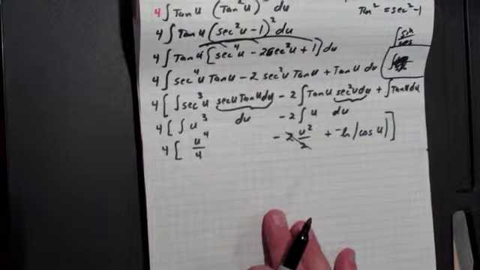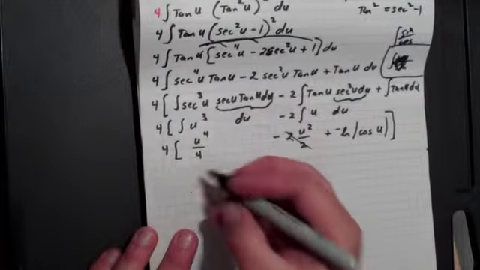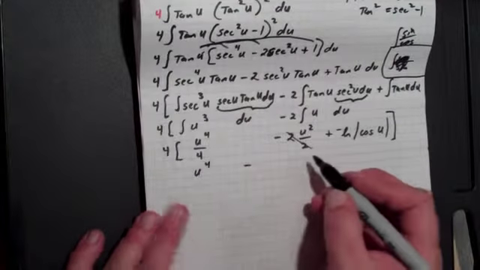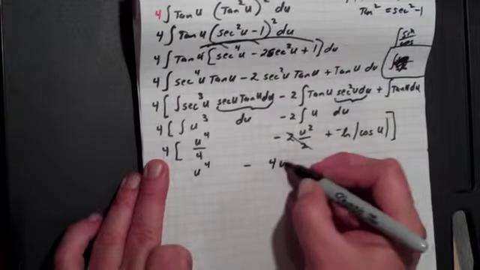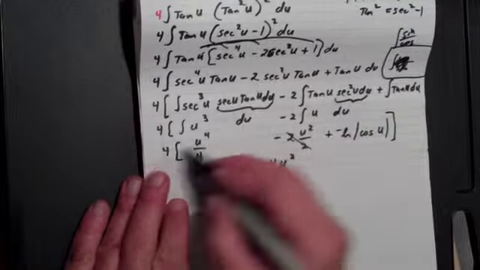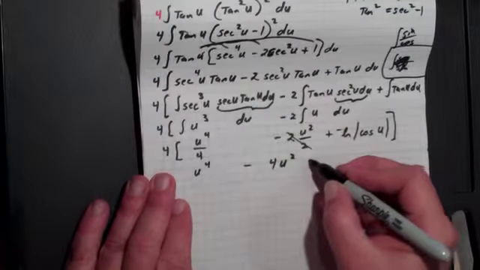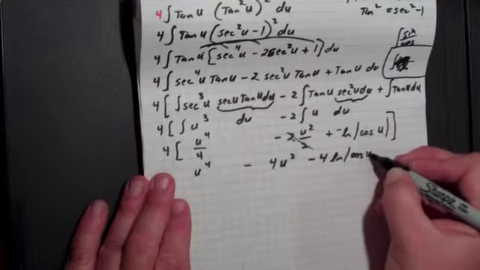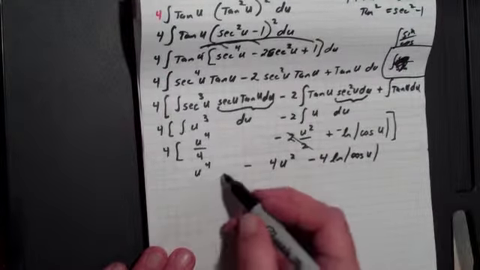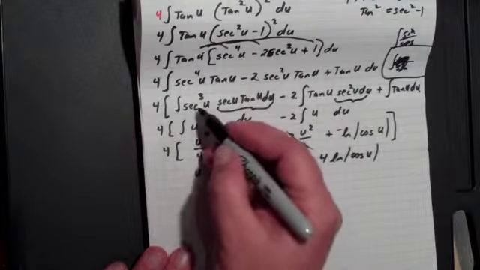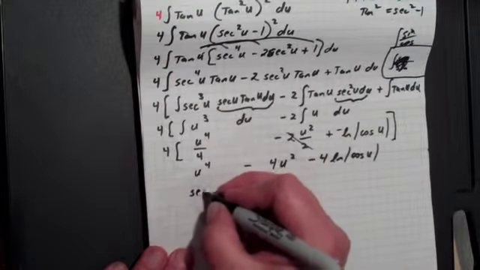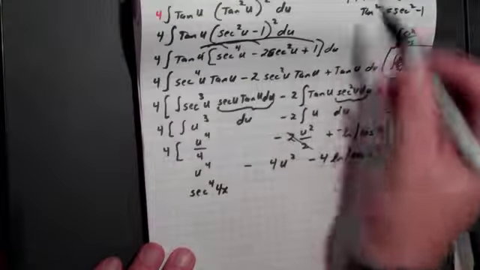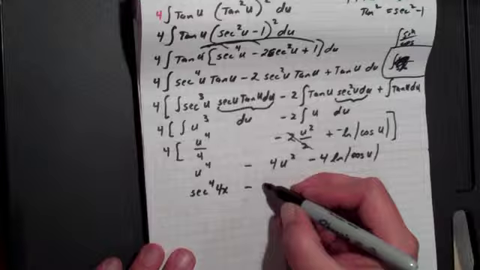I'm going to have simply u to the fourth minus 4 times over here u squared, because this 4 applies to everything. Again, minus 4 natural log cosine of u. Now I'm going to replace my u's. In this case, u was secant. So the answer should be secant to the fourth of 4x, because that was my original u, minus 4.